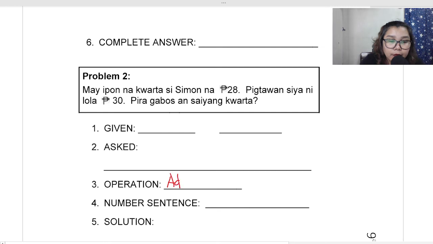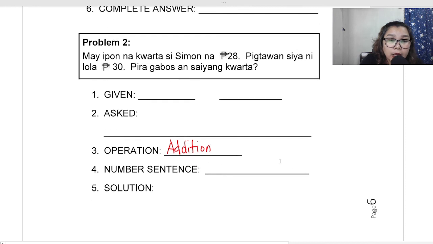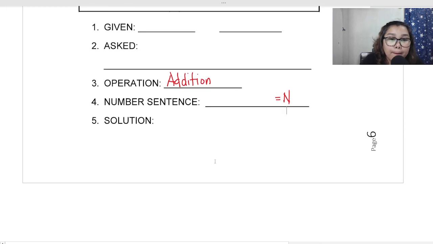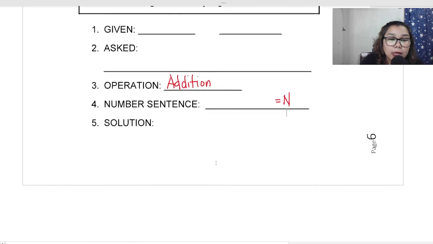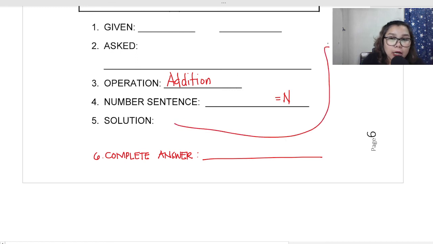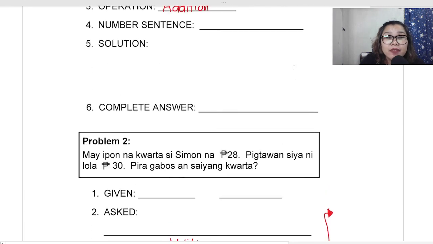Wala nang iba. Pero by next week, we are going to have another operation. And then number sentence, don't forget, that should end with equals n. And then solution, isulat ng pababa. Oh, I forgot the complete answer. Sulat na lang dyan, complete answer. Anyway, it needs only one line. If this space is not enough, then lagyan na lang ng arrow para makita ko, nag-relocate ang answer. So, very easy lang naman to.